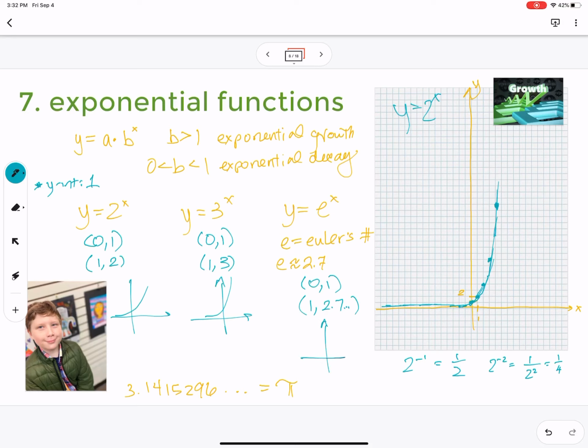When I graph these, I'm super lazy about it. I put my axes, I do my swoosh, I label my y-intercept.